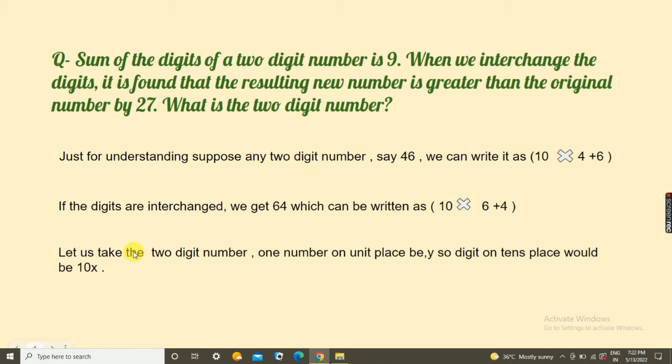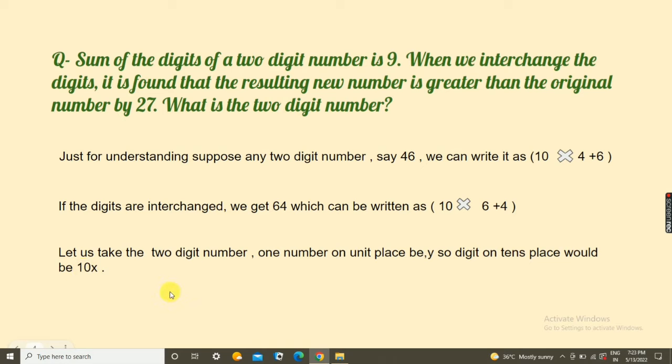Now, let us take the 2-digit number. The digit on the unit place, let us suppose, is y. So the other digit on the 10's place would be 10x. Got it? Why is it 10x? Because this x is at the 10's place, we would write it as 10x.